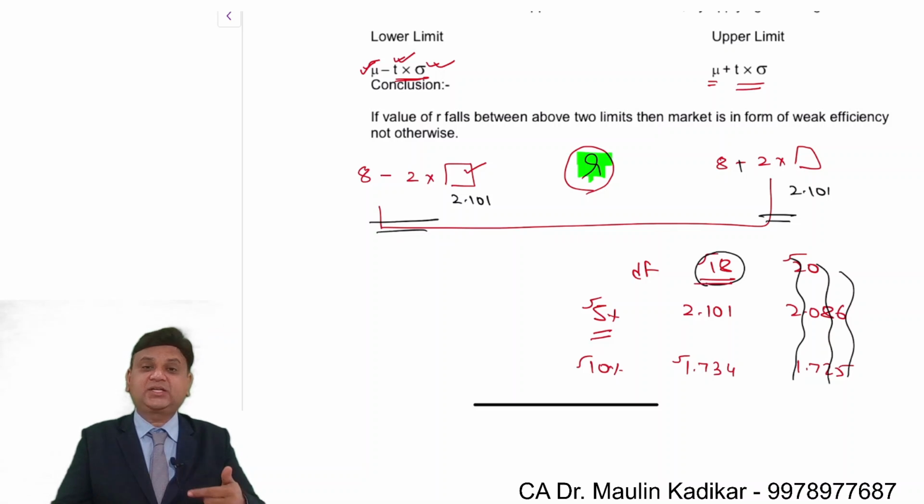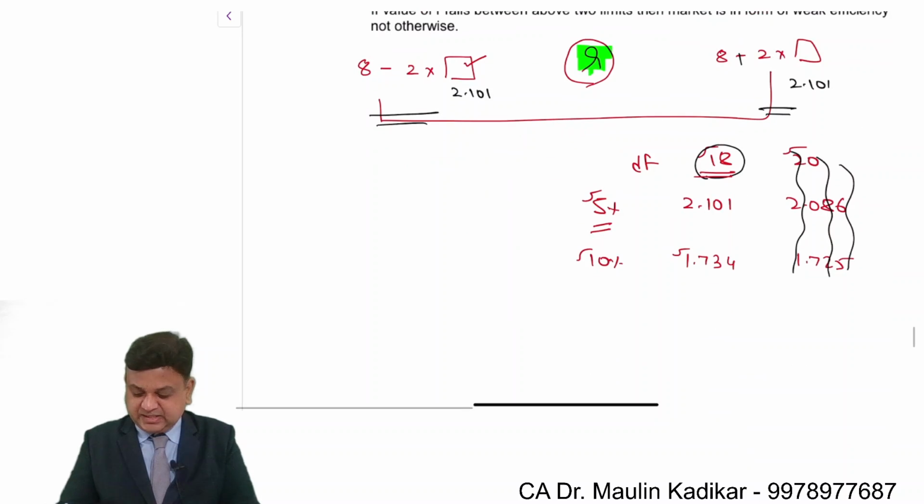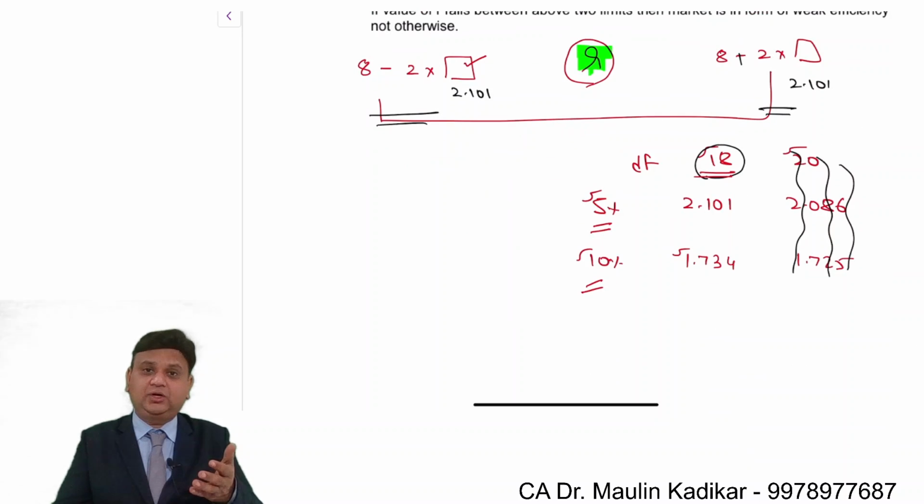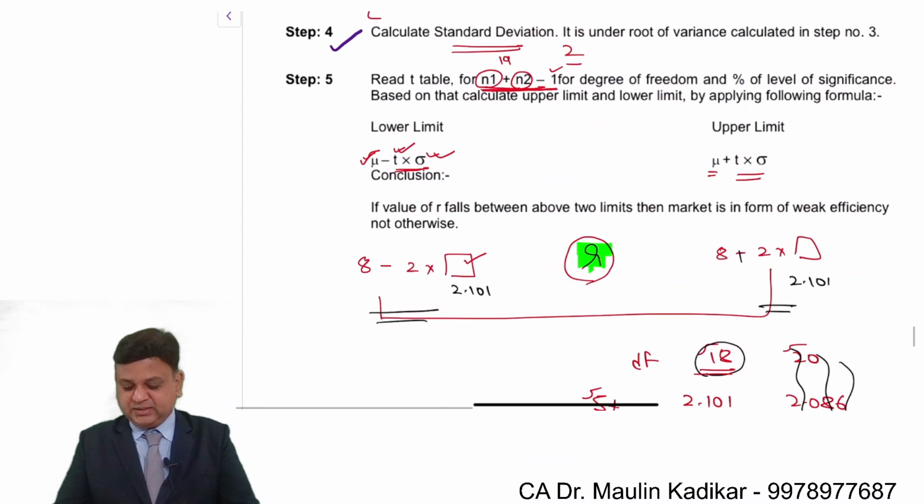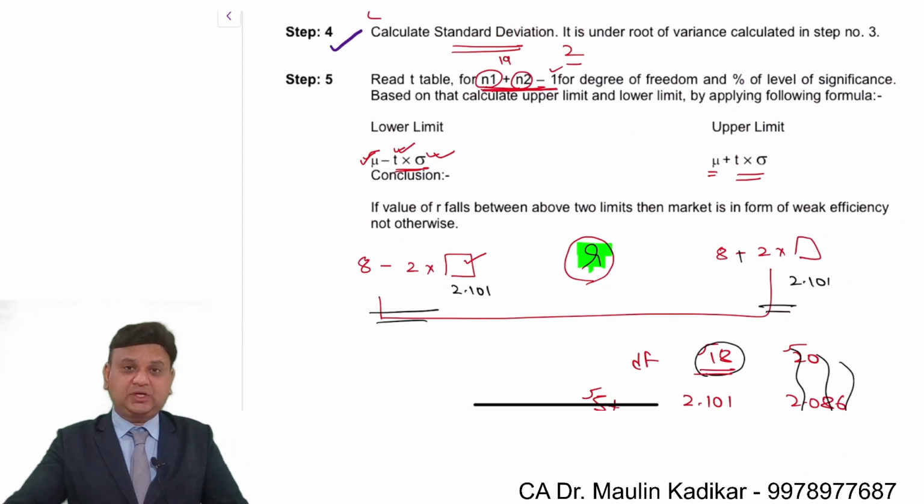5% chances that this conclusion is wrong. 10% chances that the conclusion is wrong. That is what we understand as a 5% level of significance and 10% level of significance. This is the way we have to draw the conclusion.